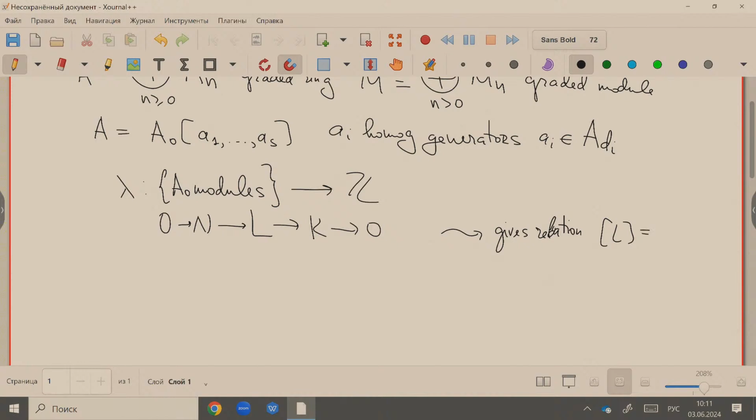Yeah, because for an exact sequence, L is a sum of N and K. Of course it forms the exact sequence, but you just can do this formal construction, so that you impose these modules are just generators, and these are relations, and the group is called K0 of A, the module of these relations.